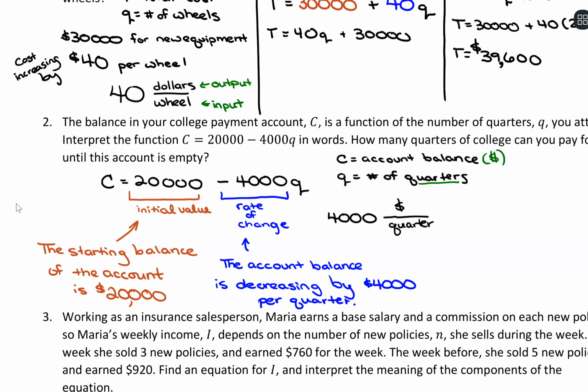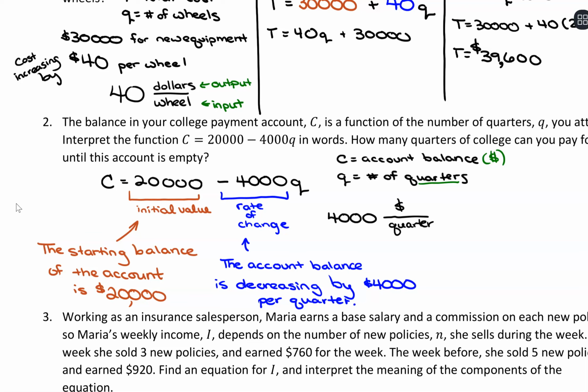So let's put this together. In terms of an account that's paying for someone's college, they started with $20,000 in their account, and basically they're withdrawing $4,000 each term or each quarter in order to pay for their classes and things like that. So the starting balance of the account is $20,000, and then that balance is decreasing by $4,000 per quarter.